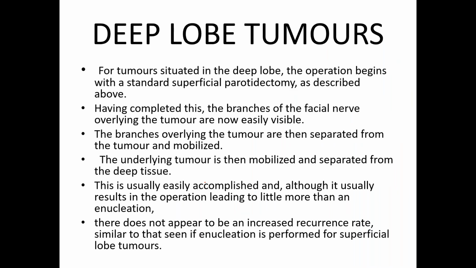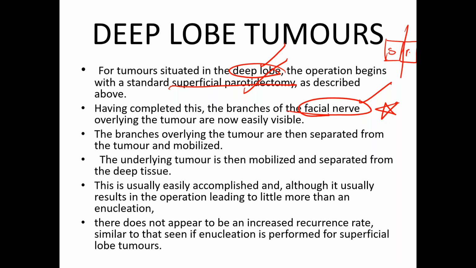So, what are the difficult cases in parotidectomies? What would you see as a difficulty? The deep lobe tumors are more difficult. Initially, you have to do the superficial parotidectomy as described before. After this, the branches of the facial nerve have to be identified, because the facial nerve is in between, like a hook. This is the superficial lobe, this is the deep lobe. Once you remove the superficial lobe, you can find the facial nerve, then you find the deep lobe.